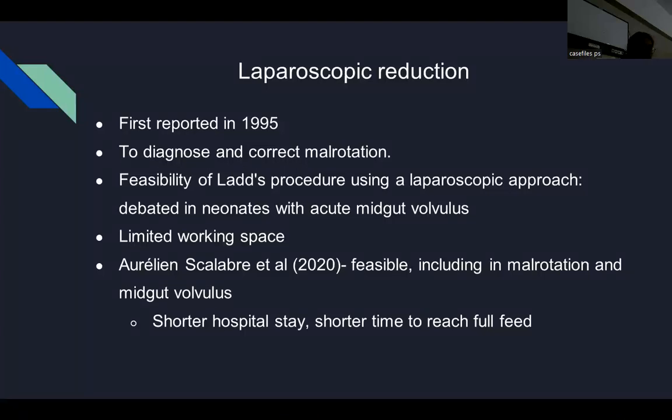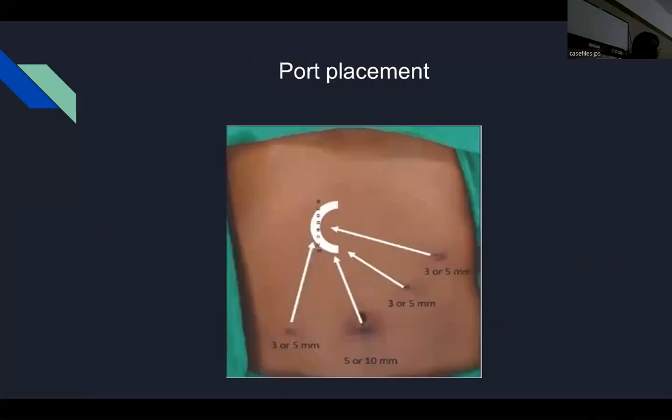space. In a study done by Shalaby et al. in 2020, they found that laparoscopic surgery can be employed and is feasible, even in patients who present with malrotation with midgut volvulus, and they had a shorter hospital stay as well as a shorter time to reach full feeds. However, there was a selection bias in this study, since they employed laparoscopic surgery only in elective patients and not in patients who presented to the emergency.